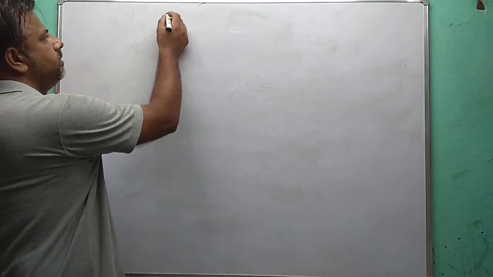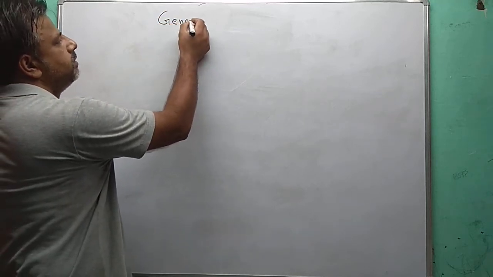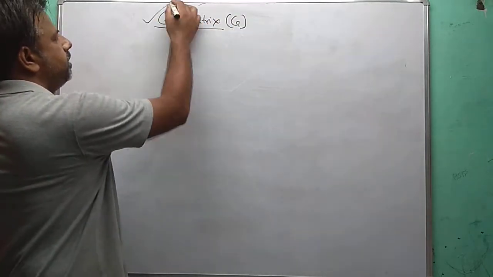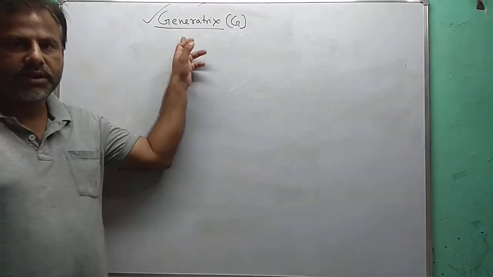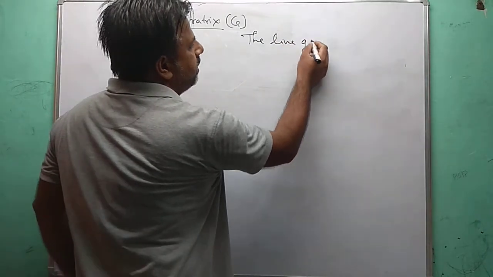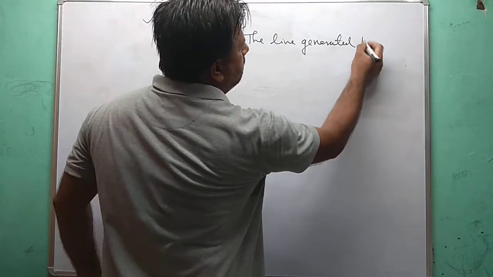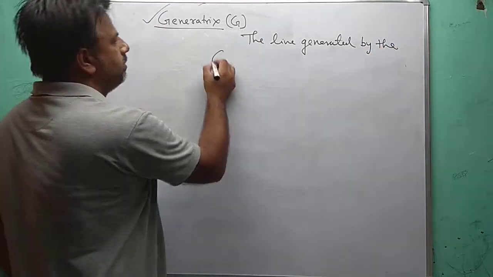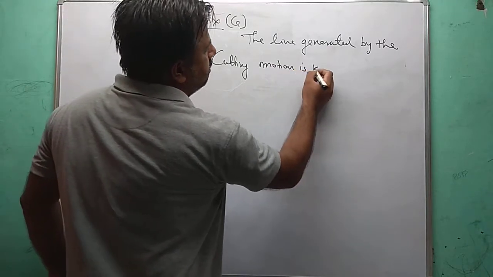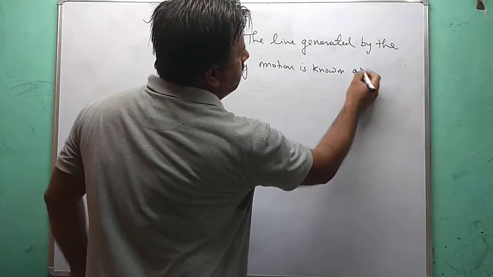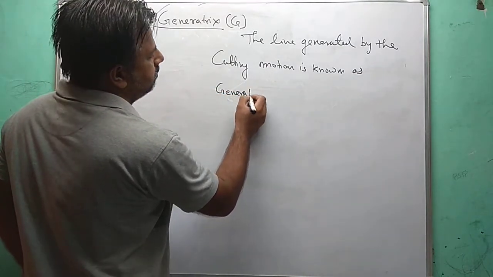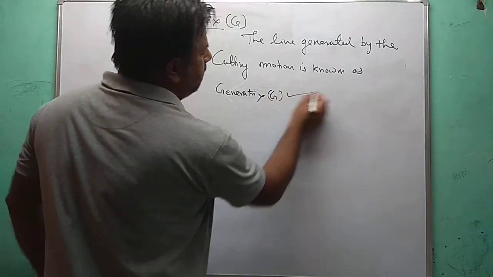To discuss about the generatrix. Generatrix means the line generated by the cutting motion. The line generated by the cutting motion is known as generatrix. It is denoted by G.